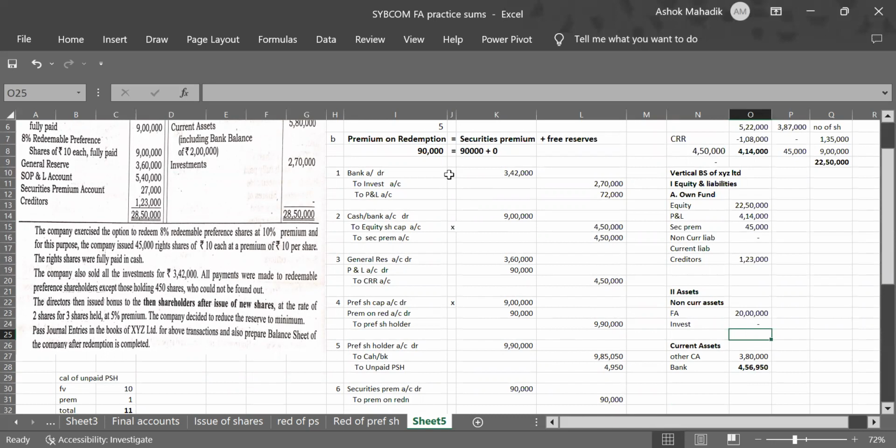First, I'll cancel out the items which we already did. Bank done, investment done, P&L done, cash bank done, equity share capital done, security premium done, then reserve done, P&L done, CRR not done. Wait, preference share done, premium redemption not done. Wait, preference shareholder will cancel out against each other here and next. Okay, same way, premium on redemption 90,000 here debit, and in sixth entry it is credit.